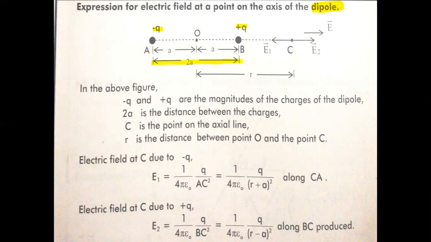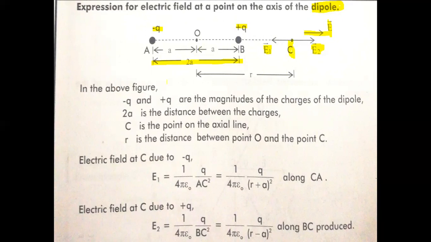So let us see. Here the electric field E1 you can find out. This is the electric field experienced by the charge minus Q, and E2 is located here. So E2 is the electric field experienced by the charge plus Q. The resultant electric field is showing the direction this way. E is the resultant electric field, that we will get by doing the sum of E1 plus E2. Here we have taken any point at which we are going to calculate the electric field. That point we have considered as C.